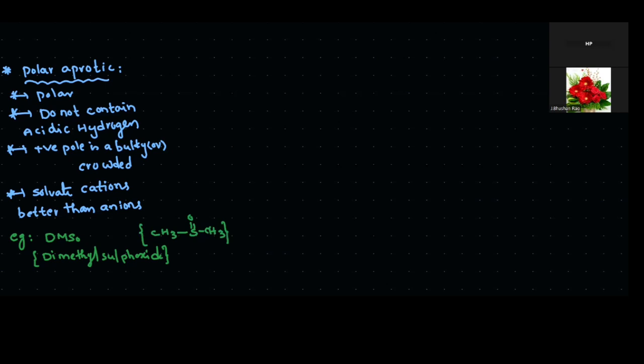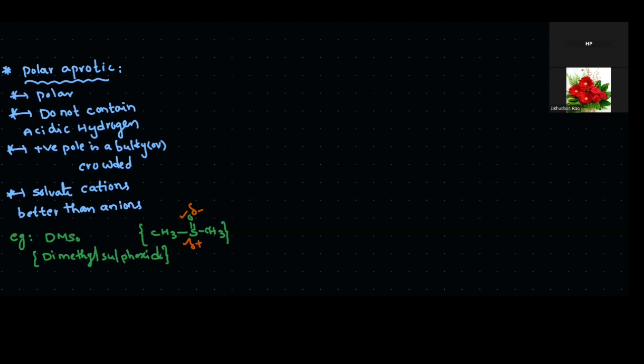and sulfur gets the partial positive. Now observe, oxygen is negative and sulfur is positive. So polarity develops between the sulfur and oxygen, but there is no hydrogen atom on the group. So it is not an acidic hydrogen. The bulky group only gets the positive charge; here this sulfur got the positive charge. Okay, this is DMSO.